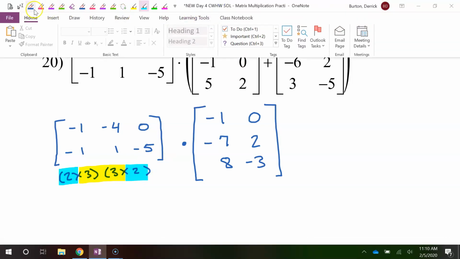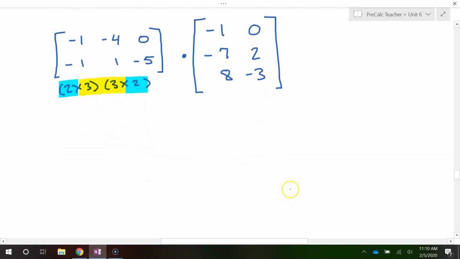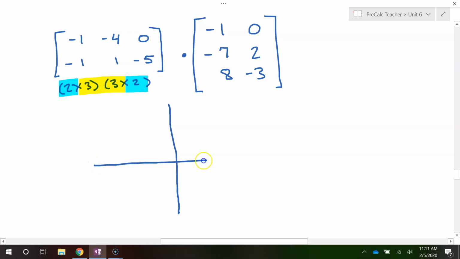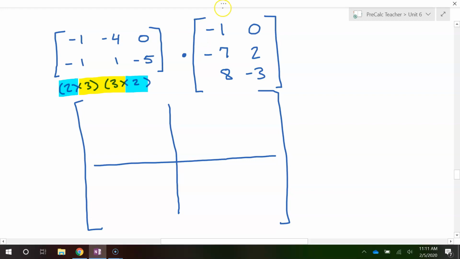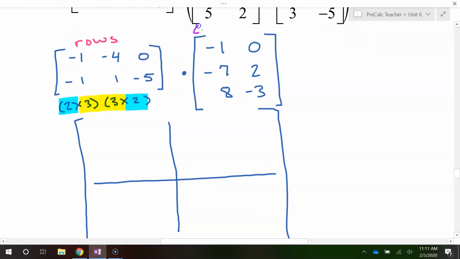So the next step is to set up a rather large 2 by 2 matrix where we can do the work. So I'm going to make a pretty big 2 by 2 matrix right now. Okay, and what you do is you take the rows from the first matrix and you take the columns from the second matrix.